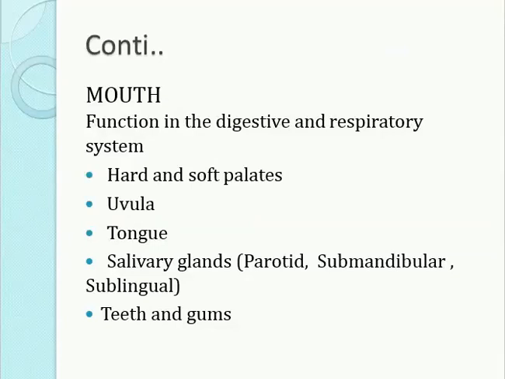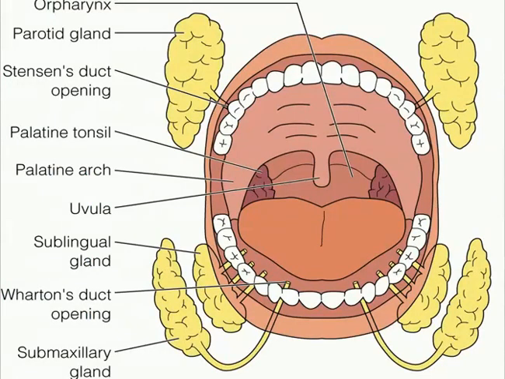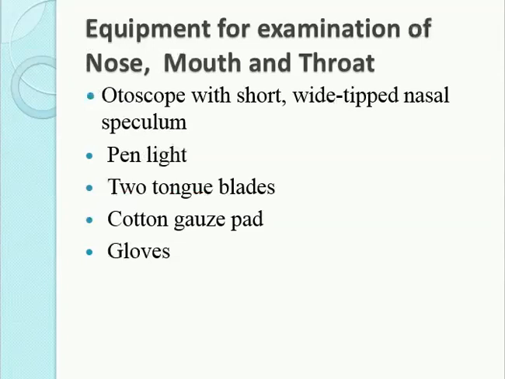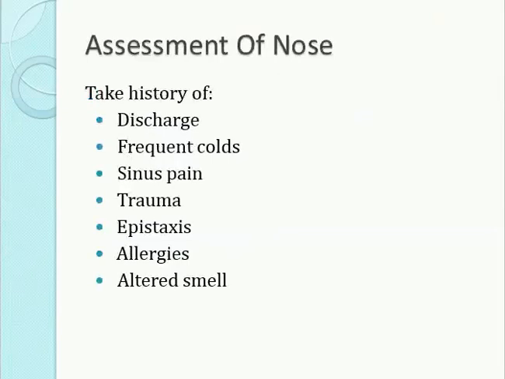Mouth functions in the digestive and respiratory system. It includes hard and soft palates, uvula, tongue and salivary glands. These are three in number: parotid, submandibular, sublingual, and teeth and gums. The diagram is showing the structures in the oral cavity. While throat involves areas of oropharynx, tonsils and nasopharynx. Equipment required are otoscope with short, wide-tipped nasal speculum, pen light, two tongue blades, cotton gauze pad, and gloves.